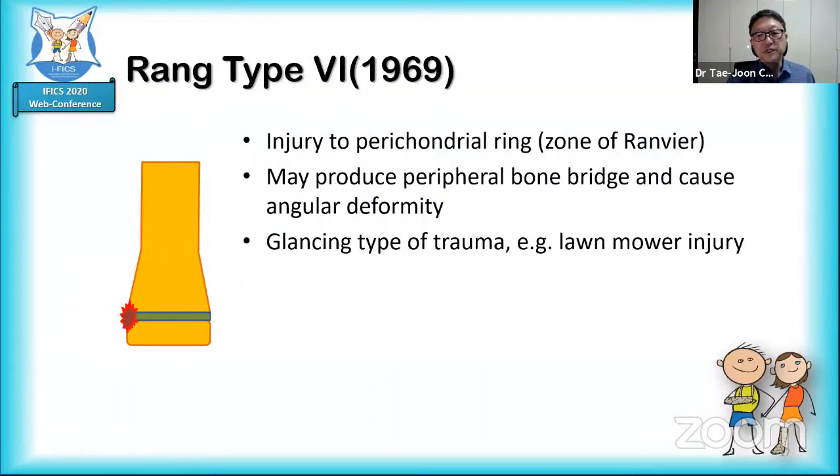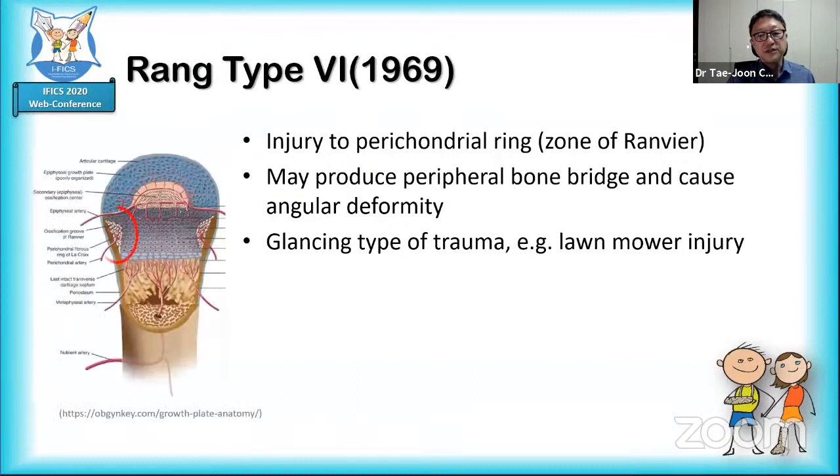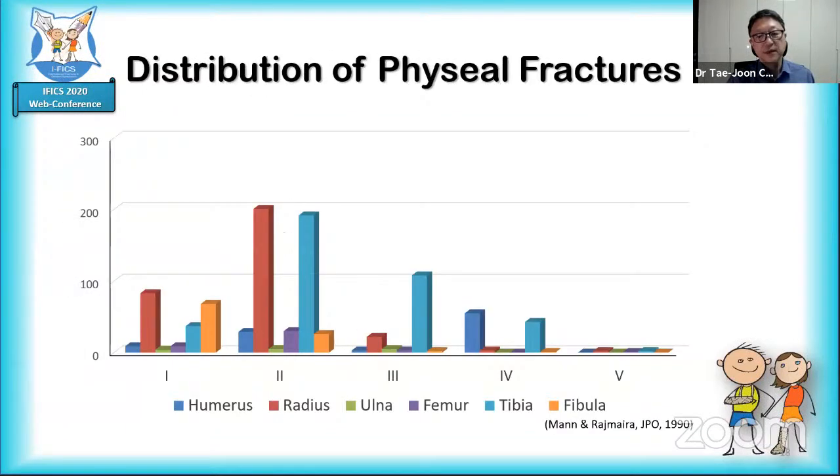Dr. Rang from Toronto City Hospital described another type of physeal injury. It is a traumatic defect of the perichondrial ring or groove of Ranvier. This injury does not belong to any types of Salter system and may produce peripheral bone bridge and cause angular deformity. The injury could be a glancing type, apparently not serious, for example, a cut by lawnmower.